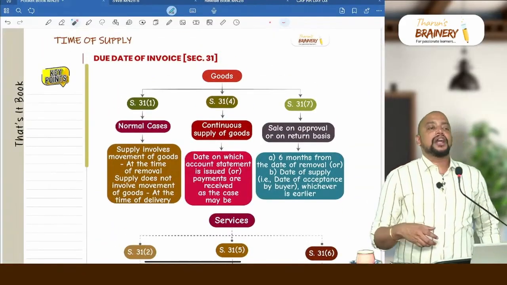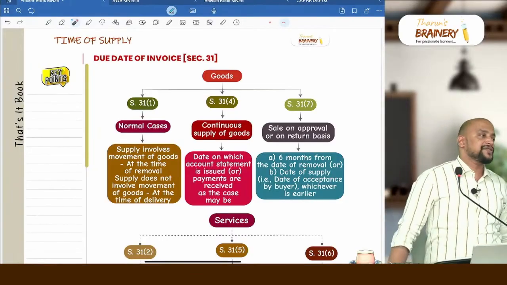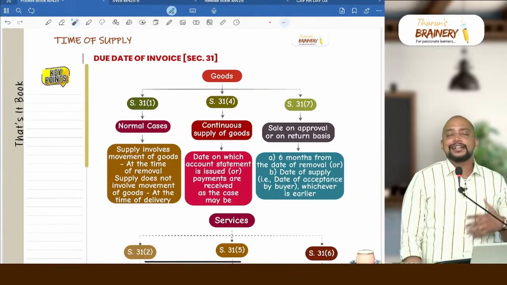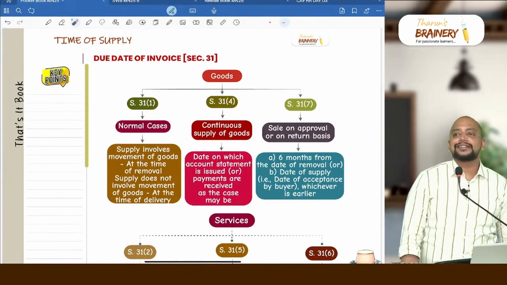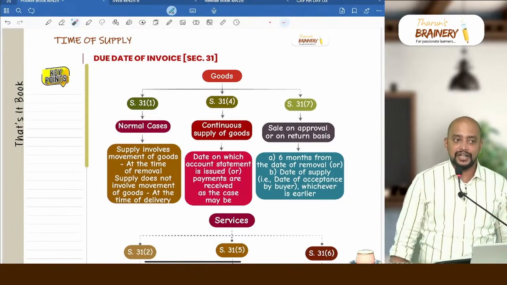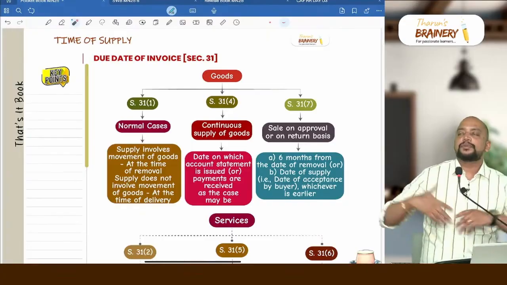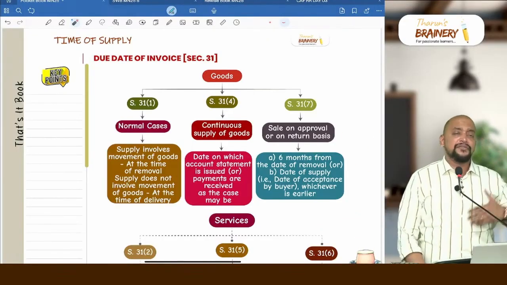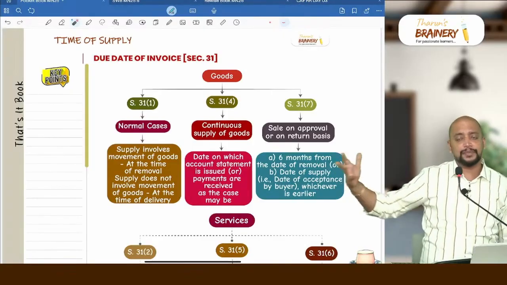What is the objective of time of supply? Three objectives are there for time of supply. Number one, to determine the due date of payment of GST. That is, the due date of payment of GST for a transaction depends upon the time of supply for a transaction. For example, if time of supply for a transaction falls in July, we need to pay by 20th of August. If it is August, we need to pay by 20th of September, like that.